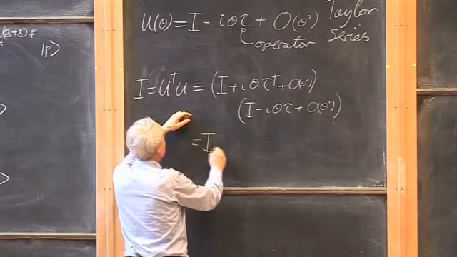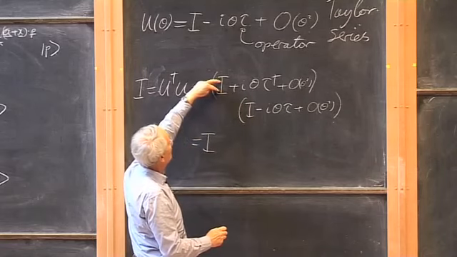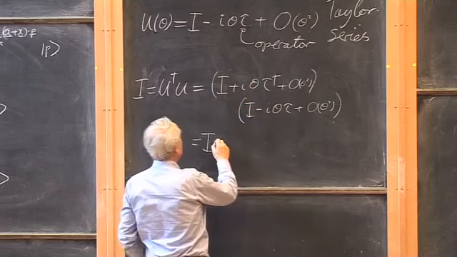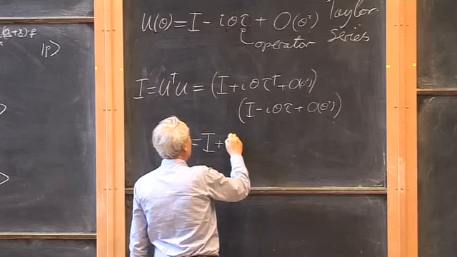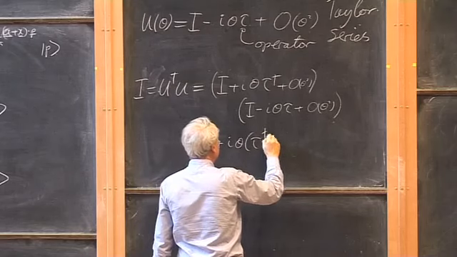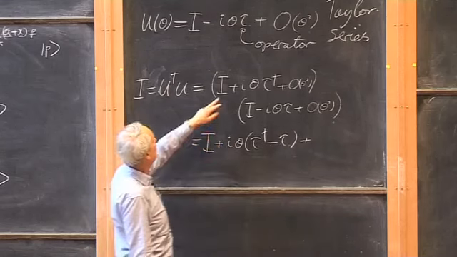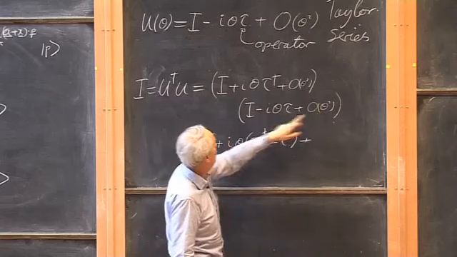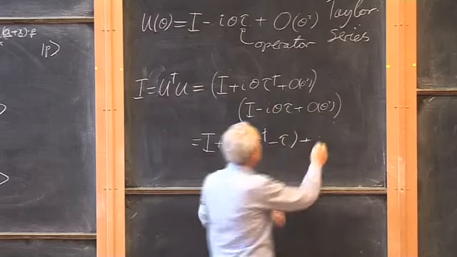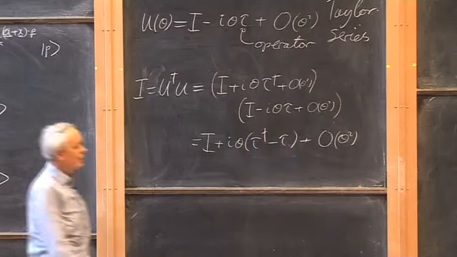This is equal to, so what do we have? We have the lowest order term, this on this. Then there are first order terms, which you get this on this and this on this. So we're going to have plus i theta (tau dagger minus tau). And then we will have terms like this on this, which will be order theta squared, this on this, order theta squared, and this on this, order theta squared. So plus order theta squared. We've accounted for everything through linear order.